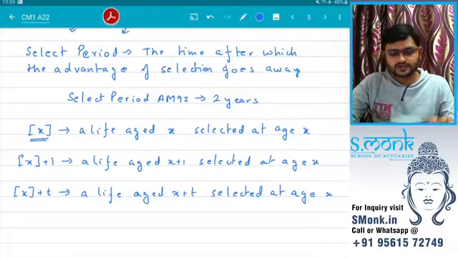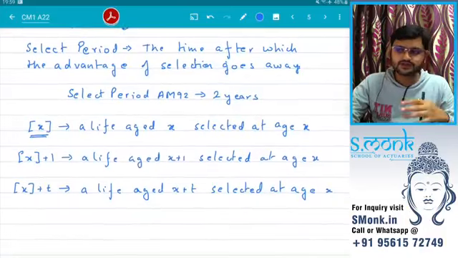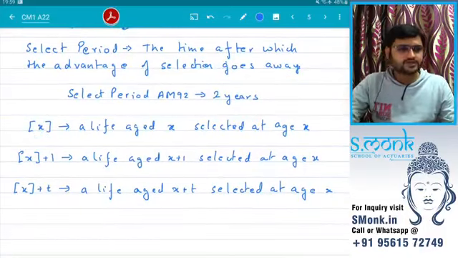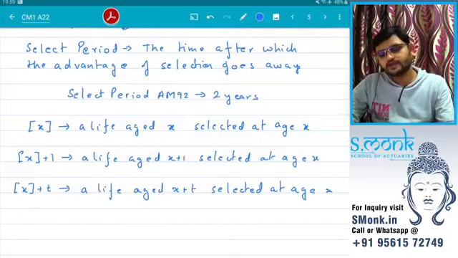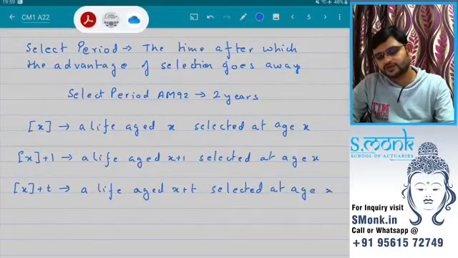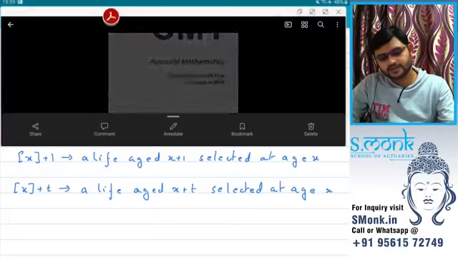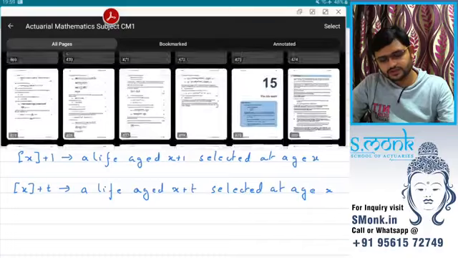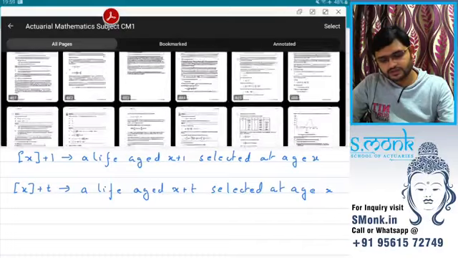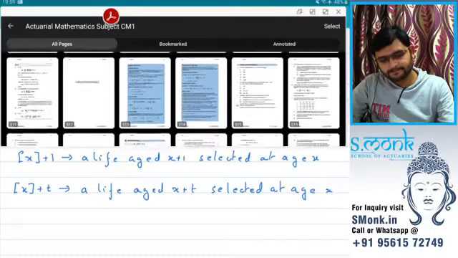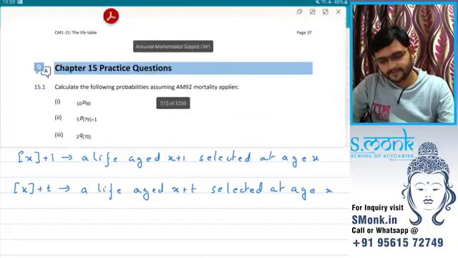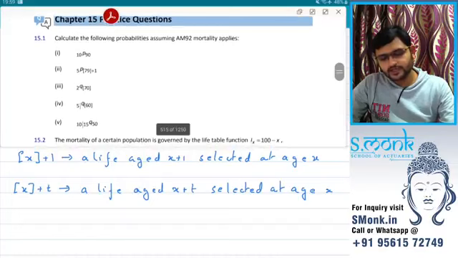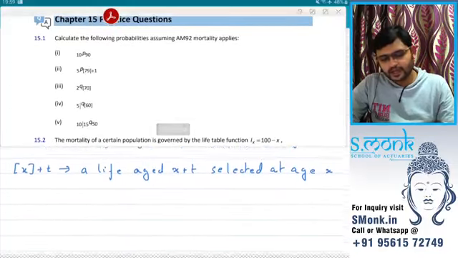Now this is part of chapter 15. The select and stuff is part of chapter 15. I teach it after chapter 18 just so that we don't get confused. Now let's go to chapter 15 and solve a few questions with it. Calculate the following probability assuming AM92 mortality applies.